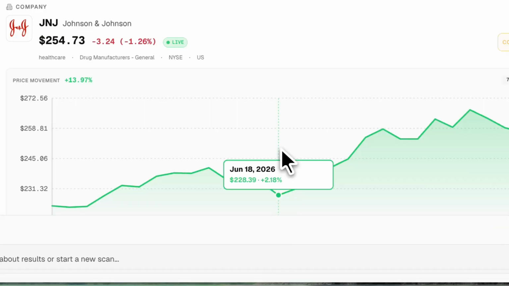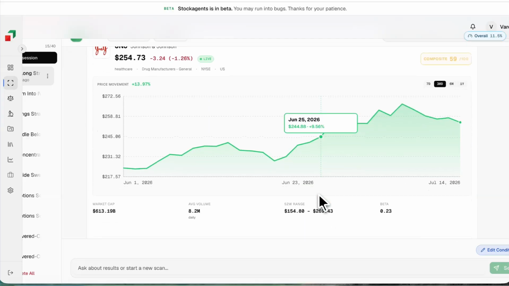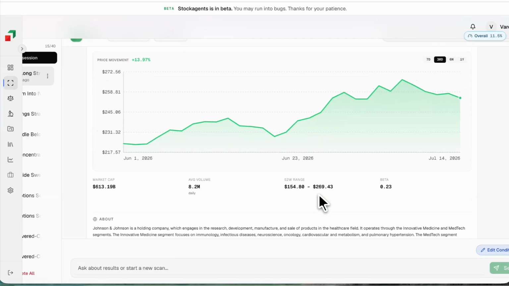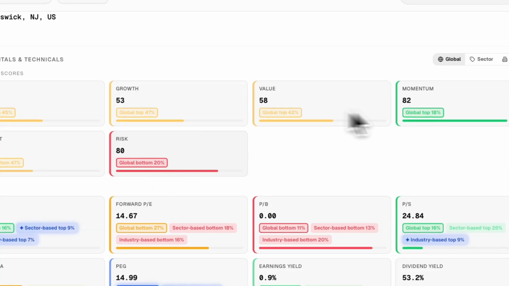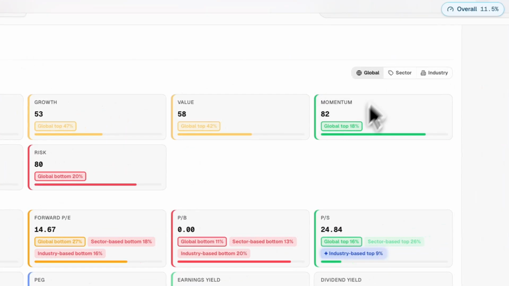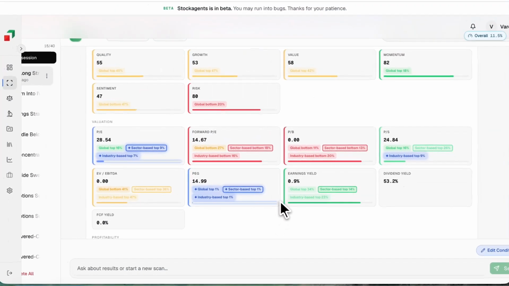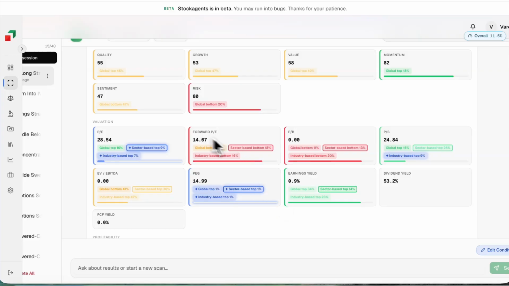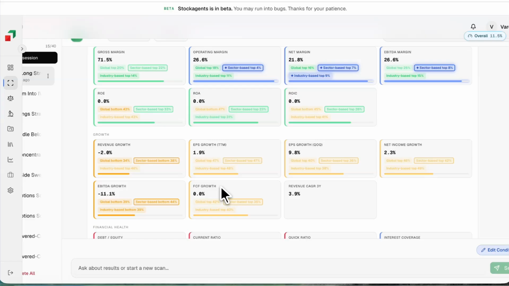Click into Johnson & Johnson. Earnings in 2 days. EPS estimate 2.85, revenue estimate 25 billion. Below it, the peer relative read: momentum in the global top 18%, growth and value middling, risk in the global bottom 20. Valuation is measured 3 ways at once: against the world, against the sector, against the industry. A PEG in the top 1% of its industry means something different than a PEG in the top 1% globally, and the card shows you both side by side.